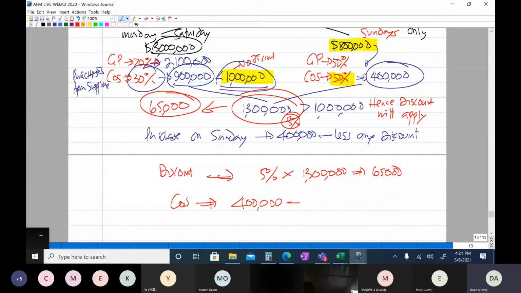So that cost of sales net will be 400,000, take away 65,000, and that should give us 335,000. Any questions before I put that in the spreadsheet, please?